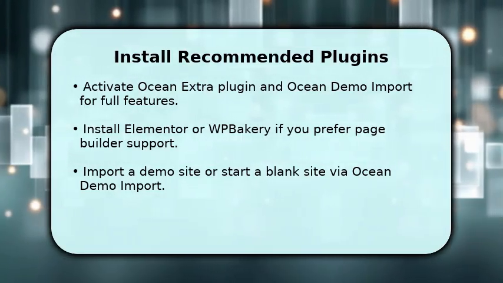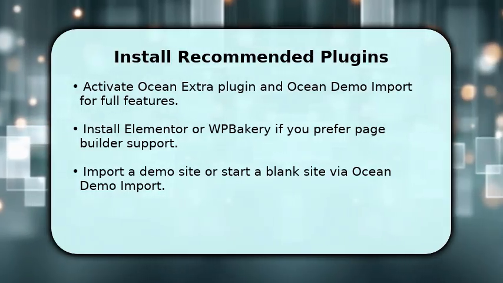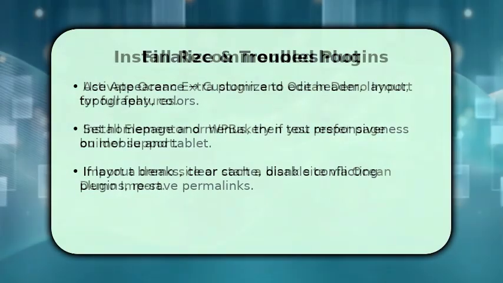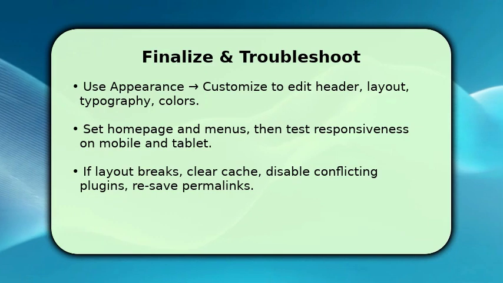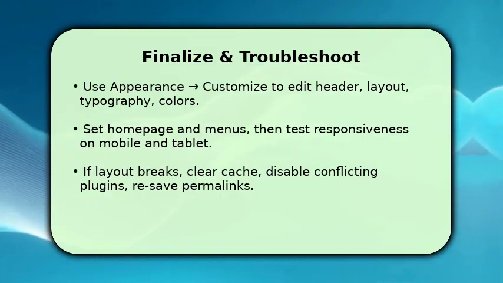Make sure to review plugin notices and enable recommended extensions so header, footer, and blog modules behave as intended. To finish, open Appearance, then Customize, and adjust header, layout, typography, and colors. You'll see changes live. Set your home page and assign menus under Menus, then preview on mobile and tablet. OceanWP is responsive, but tweaks may be needed.